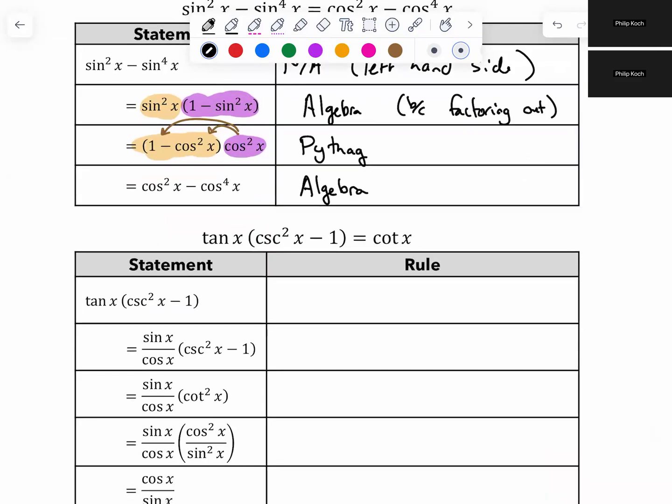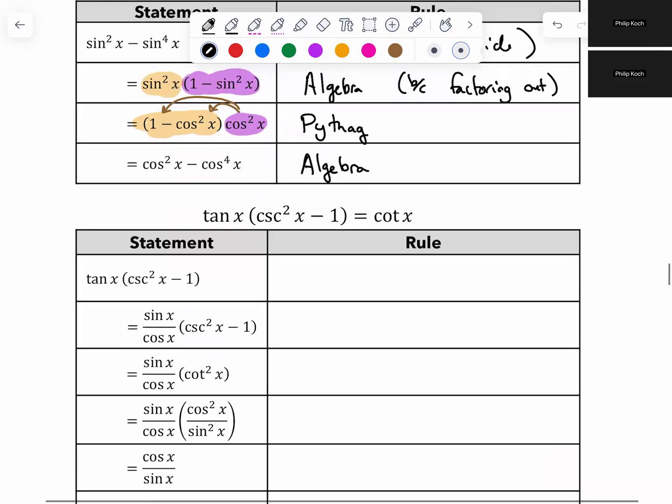To be clear, we're breaking down all of the steps that it took to make the right side look like the left side. That is correct. We are trying to show that the identity works and showing all the individual steps needed to show it. Next one: tangent times cosecant squared minus 1 is equal to cotangent. There is no rule on the first side. That's just the left-hand side. You don't really need to write anything there. Honestly, I would just say NA. There is nothing happening there.